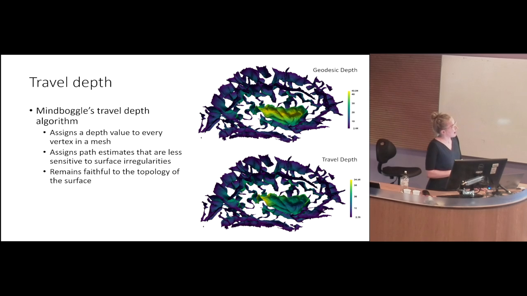This is the insula, and yellow means deeper, blue means less deep. Geodesic depth says that the insula is at its deepest on the outside of the insula, and travel depth tells you it's at its deepest on the folds of the insula, I forget what they're called, but the outside bits of the insula. And that's true. That is where it is at its deepest. So it seems that travel depth better captures the biological ground truth of depth of the brain. So this is just another depth measure.